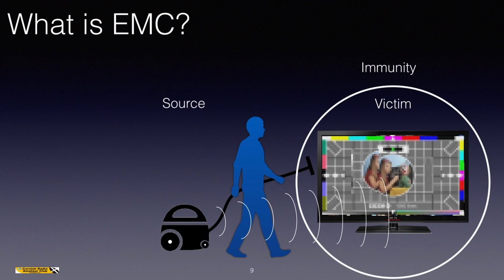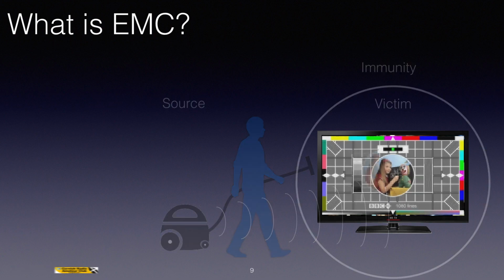And the imperviousness, if that's a word, of the victim to being interfered with is called immunity. And if you remember from the readout of the syllabus, that is one of the syllabus items. You need to know that items should have a degree of immunity to electromagnetic waves. And we'll see in a subsequent slide how we can improve that immunity.